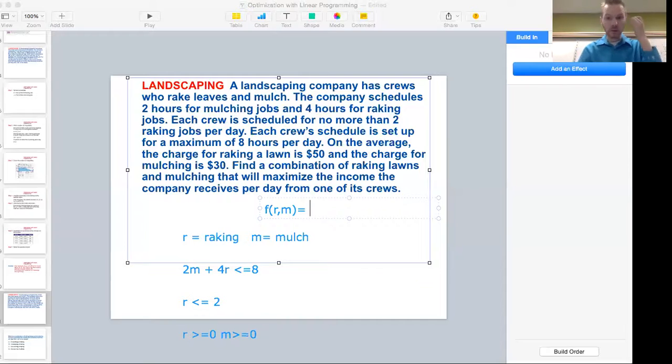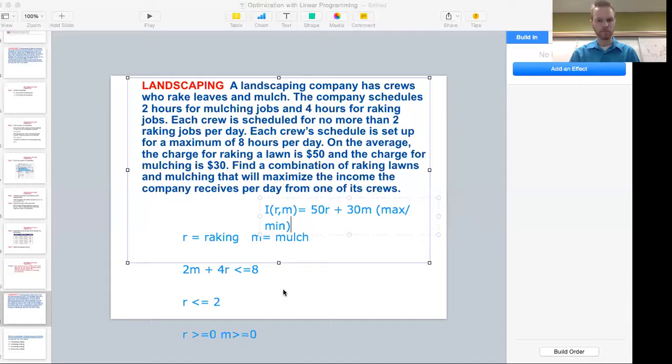You can call it any function you want, G, H, you can pick. In fact, you know what? F gets used a lot. Let's call this function I, for income. How original. So we have here that raking a lawn is $50 for every one of those jobs, and mulching is $30 for every one of those jobs. Okay, so this is the equation we want the max or min from. Not the one I'm graphing, but the one that I'm going to plug my points into.